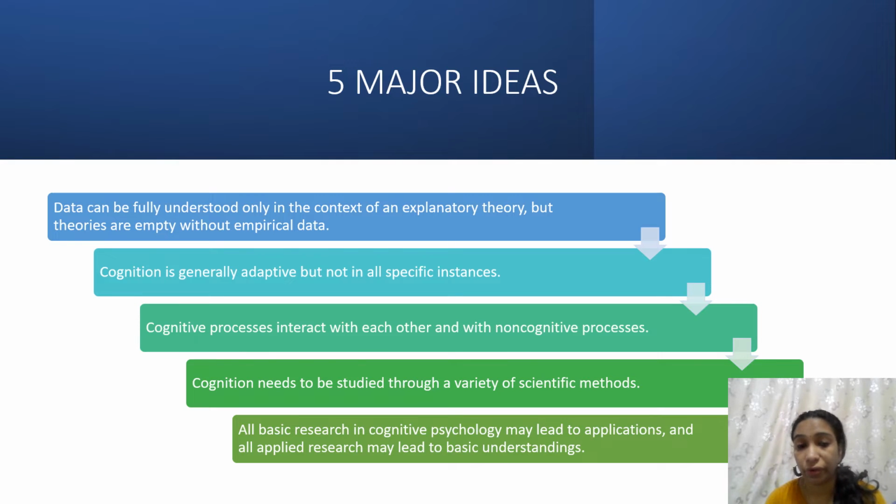Then the fourth idea is that cognition needs to be studied through a variety of scientific methods. There are some steps for scientific methods, and using those techniques, cognition needs to be studied. And all basic research in cognitive psychology may lead to applications, and all applied research may lead to basic understanding. So basic research leads to the application process, and applied research will lead to basic understandings.